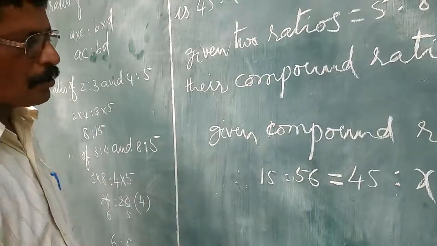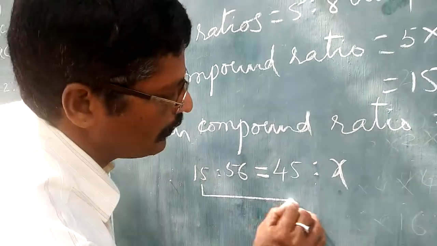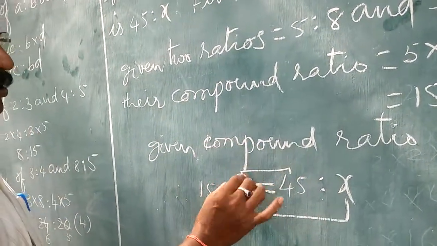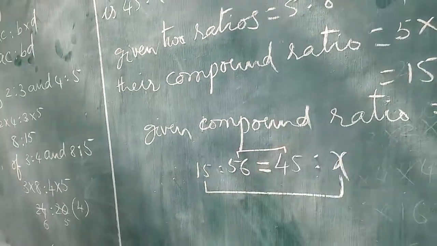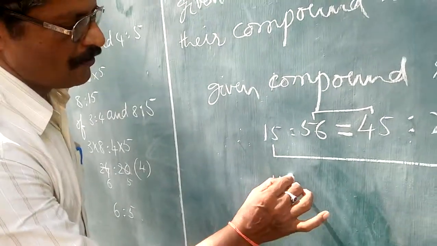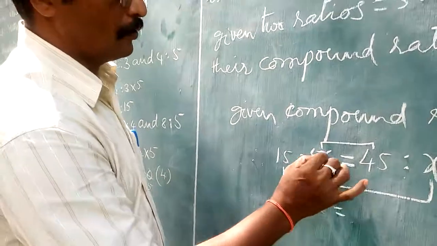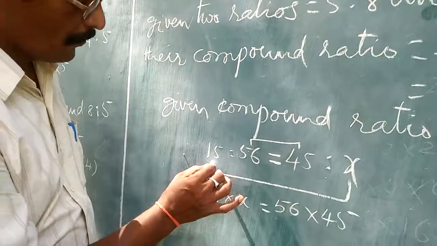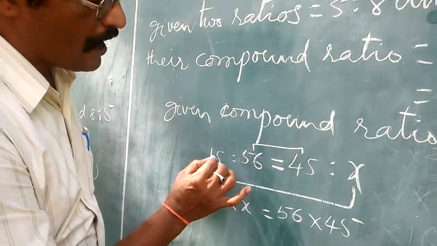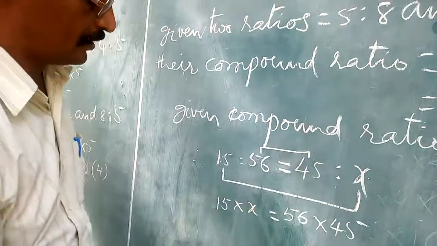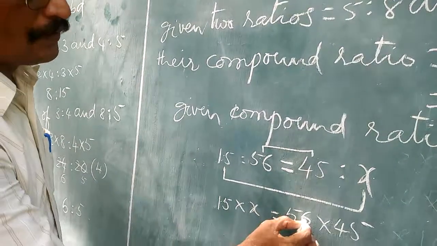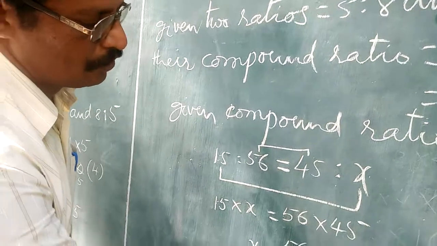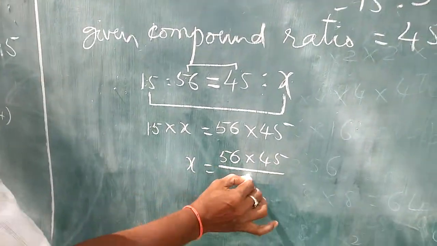What is the proportion rule? Product of extremes is equal to product of means. It means 15 into x is equal to 56 into 45. It means find the product of the last two terms and the middle two terms. 15 into x equals 56 into 45. x equals 56 into 45 by 15.